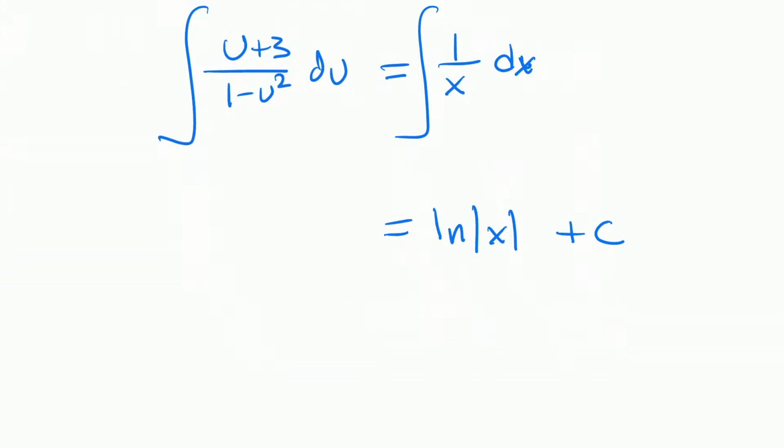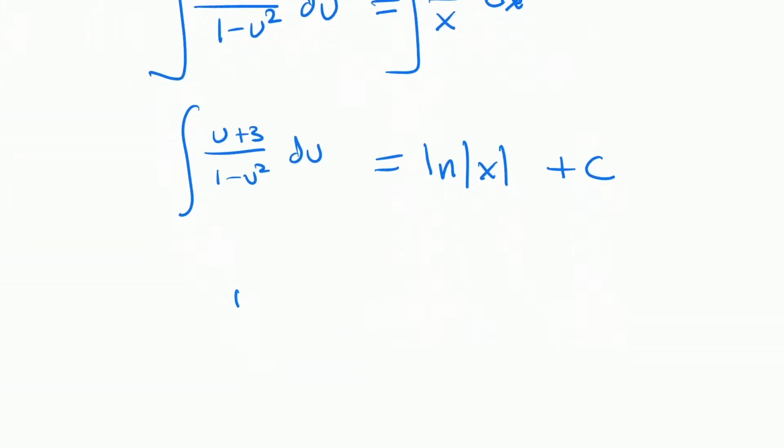Okay, that leaves this. Here we go, u plus 3 over 1 minus u squared. I feel like I should at least help you out a little bit by factoring this. So here, I'll do that. U plus 3 over 1 plus u times 1 minus u du. Does that help out any?